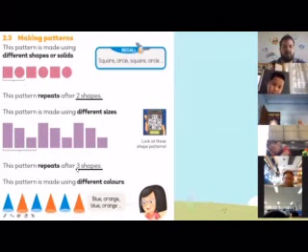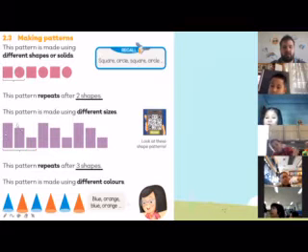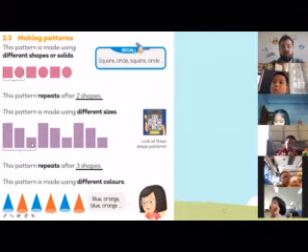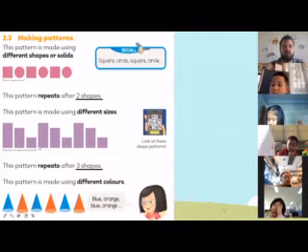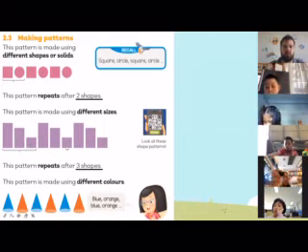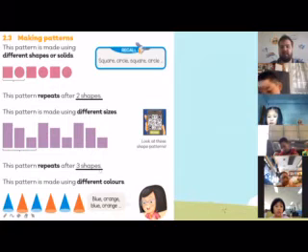Our next pattern has three shapes. So we have a long rectangle, then we have a medium rectangle, then we have a short rectangle. And that repeats 3 times. Can you see? So 1, 2, 3, and then 1, 2, 3, 1, 2, 3. So this one uses 3 shapes. The one at the top uses 2 shapes.